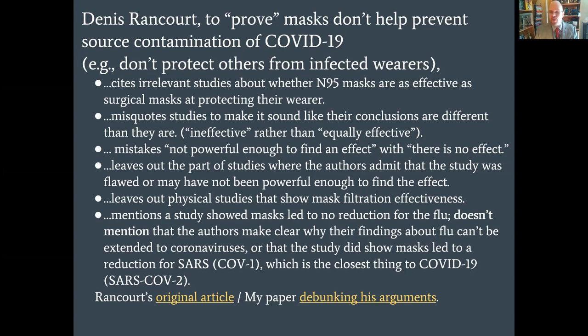So he's trying to prove that masks don't help with the spread of COVID-19. And he cites this study that found no reduction in the flu. And he only cites that sentence that says we were unable to find any effect in masks in preventing flu spread. He leaves out the part where they specifically say, but you can't extrapolate from flu to coronaviruses because they're so different. And in fact, our study did find that masks helped with other coronaviruses like SARS-CoV-1, which by the way is the closest thing to SARS-CoV-2, right? That is direct evidence that the masks do actually work. Yeah, he just leaves that part out, right? That's a giant red flag for pseudoscientists right there, right?